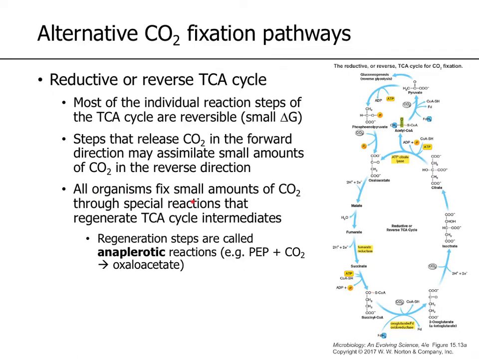In general, all organisms fix small amounts of CO2 through special reactions that regenerate TCA cycle intermediates. Those regeneration steps are called anaplerotic reactions. One of the examples is this reaction here, which takes PEP and CO2 and gets back to oxaloacetate. That's just an example of one of these anaplerotic reactions.